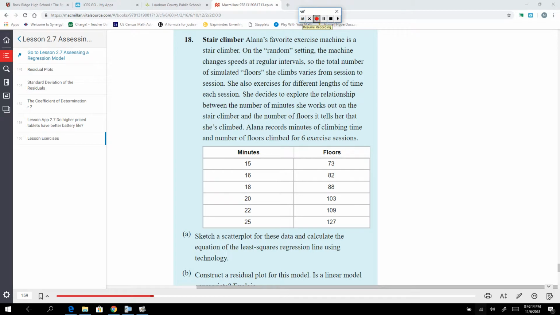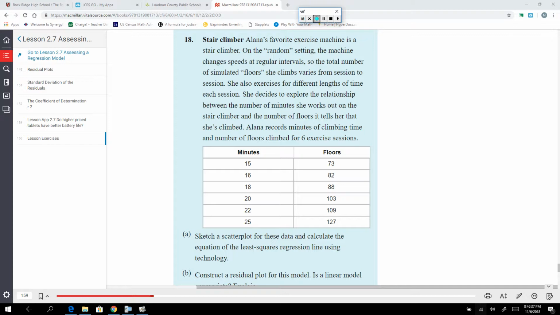Question 18 takes a look at some data based on the number of minutes and the number of floors climbed on the stair climber. Okay? We record the minutes of climbing time and the number of floors climbed for 6 different exercise sessions. So 15 minutes she climbed 73 floors, 16 minutes she climbed 82 floors, and so on and so forth.